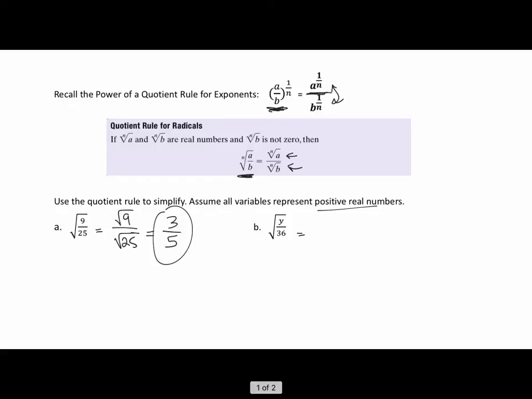For b, this one I have to break up into separate radicals because the numerator doesn't have a square root. It's, well, what times what equals y? That might be a bit difficult. So let's split those up. So that'll be the square root of y in the numerator and the square root of 36 in the denominator. Because there is a square root of 36: 6, because 6 times 6 is 36. And in the numerator there is no square root of y, so it stays square root y. And that's the simplified expression.